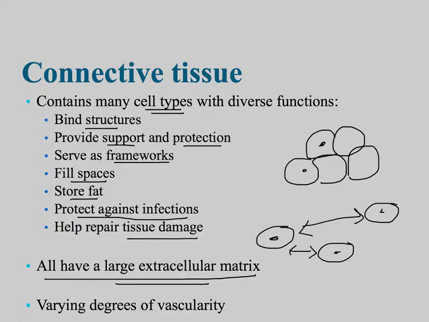So look at that when you're looking at these slides, trying to figure out, what am I seeing? Are things close to each other? Are cells touching one another? Or is there lots of space in between them? Connective tissue also, in comparison to epithelial tissue, tends to be quite vascular. It has the blood vessels that are bringing the nutrients that then will diffuse from the connective tissue to the epithelial tissue cells.